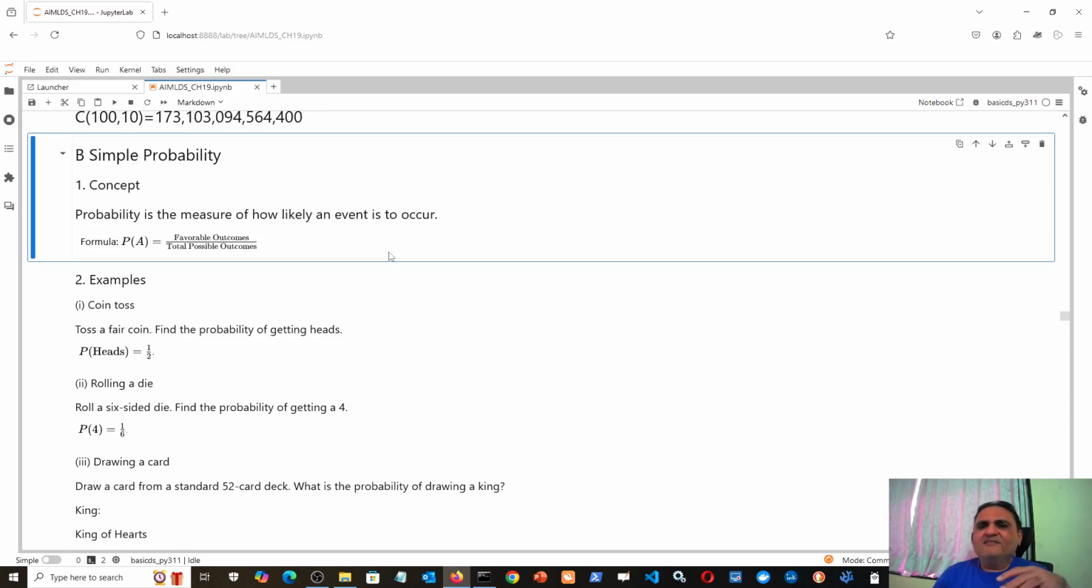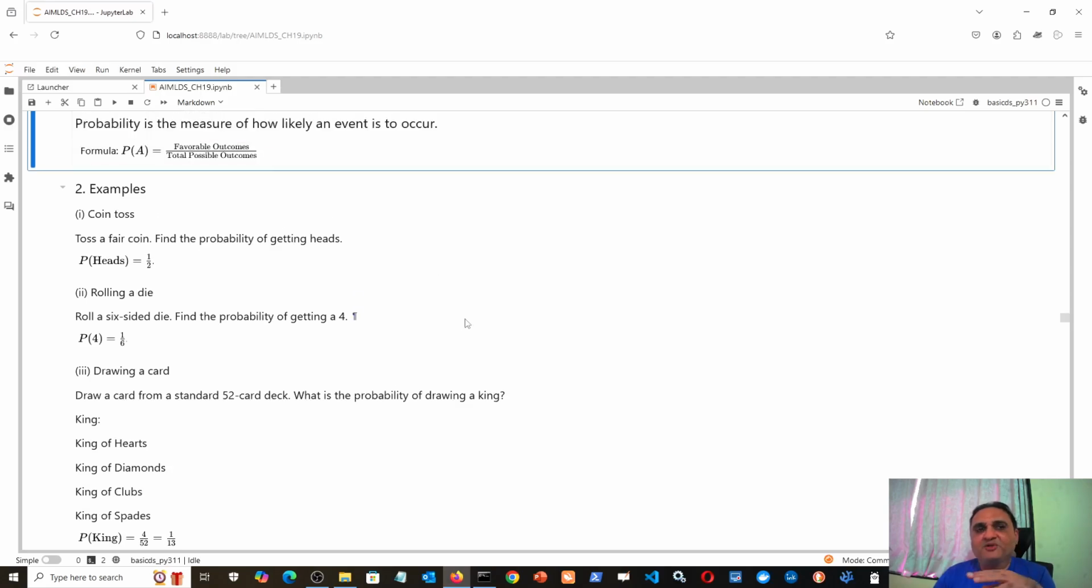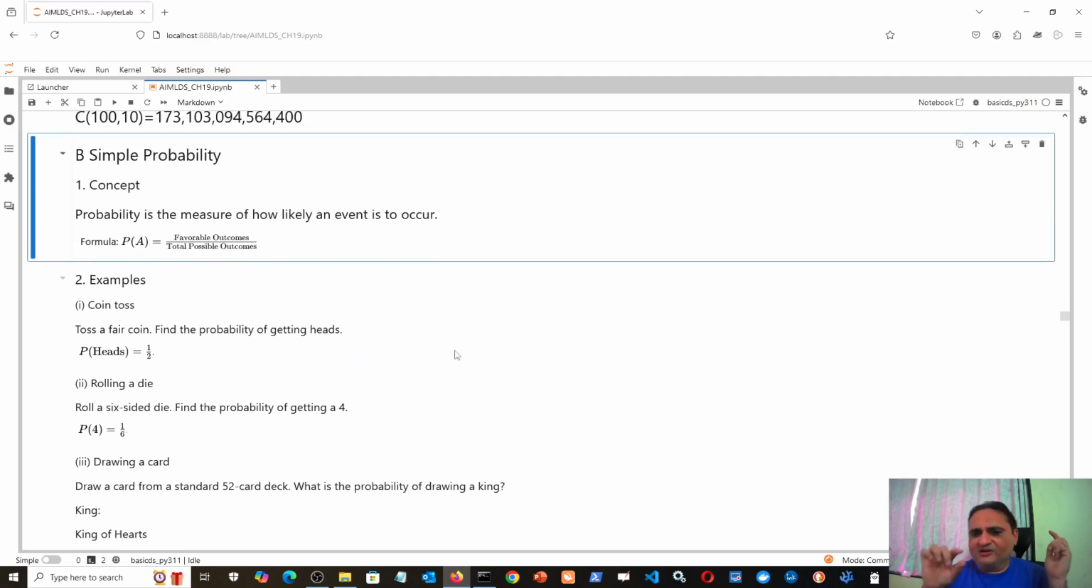What is the meaning? A very simple example. If I do a coin toss, what is the number of possible outcomes? Either it can show head at the top, or it can show the tail, right? So in the denominator, total possible outcomes are 2. I'm not considering the rare possibility where the coin stands vertical, but apart from that, the total possible outcomes are 2, right?